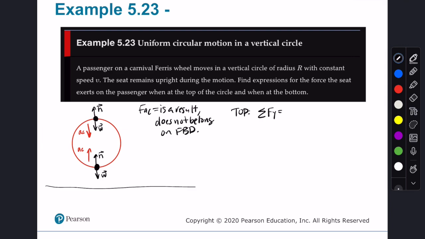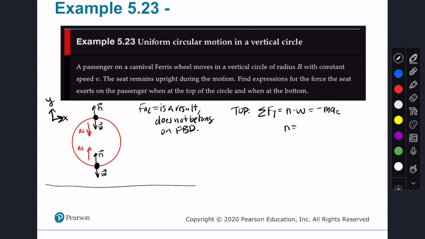So the sum of all the forces in the y, we're going to have N minus W, and that's going to be equal to the acceleration pointing downward, which we technically always call that, right? If this is our x and y, downward is going to be negative. So the acceleration due to centripetal motion will be downward. So the force that we experience due to centripetal motion will be negative m a_c. And so then when we solve for the normal force, we're going to have negative m a_c plus W. So that's at the top.